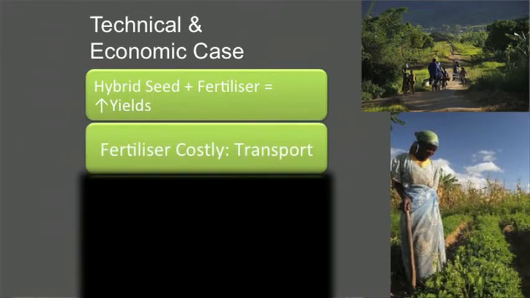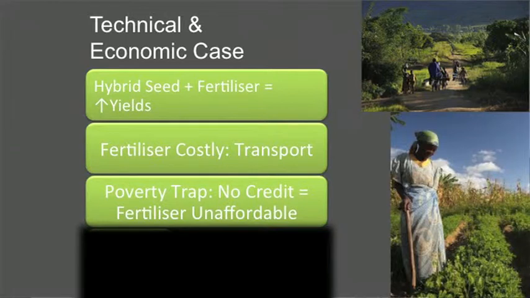The second element was that fertiliser was costly in Malawi, in large part because the cost of getting fertiliser from the ports of the Indian Ocean, from Beira or Nacala, as landed costs inside of Malawi, were very high indeed. You're probably talking about at least $100 per tonne, perhaps $200 per tonne, and that was making fertiliser very costly.